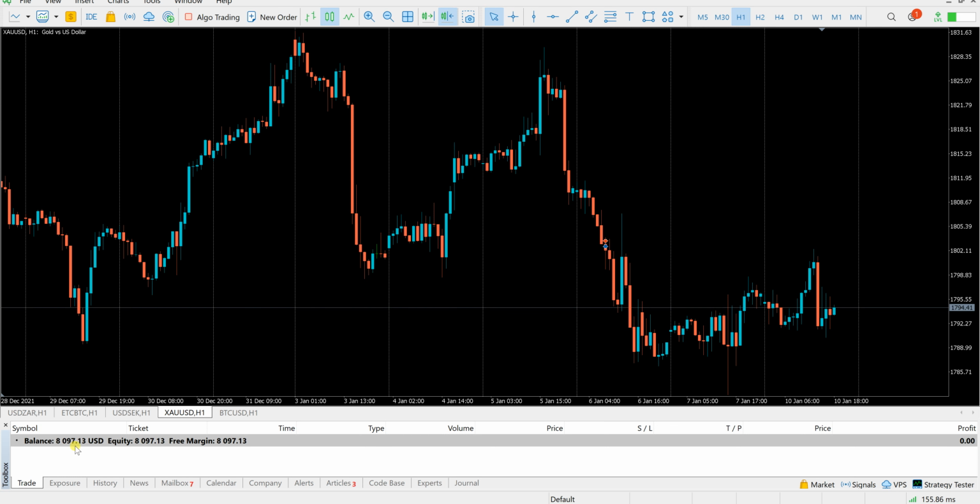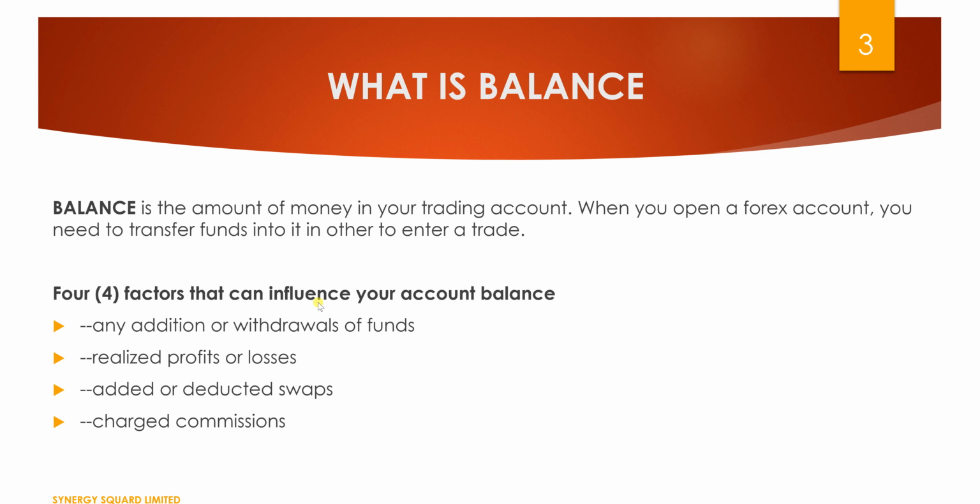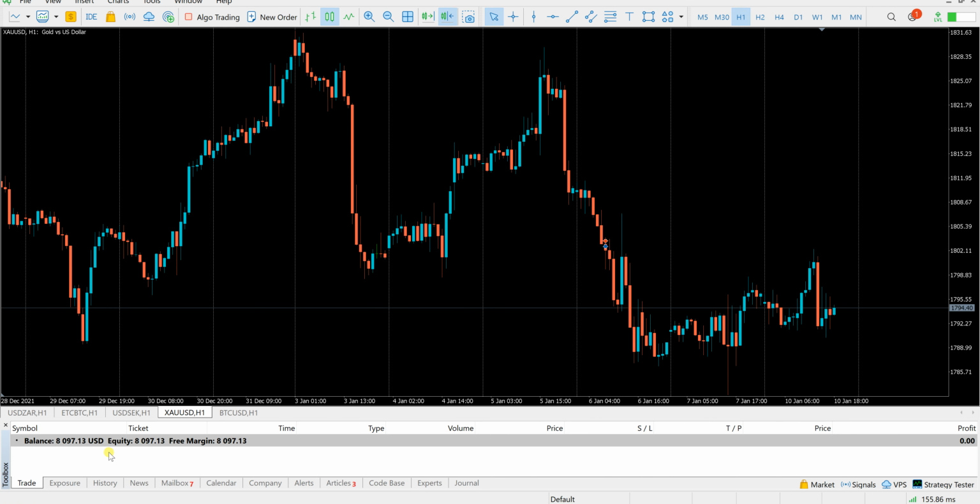Then let us try to open a position so that we will consider these other ones to show us the factors that can affect or that can influence our balance. Number one, any addition or withdrawal of funds. If we happen to add more funds to our trading account, say for example we added $3 to this account, then our balance will have to increase to become 8,100.13 US dollars, which is one factor.